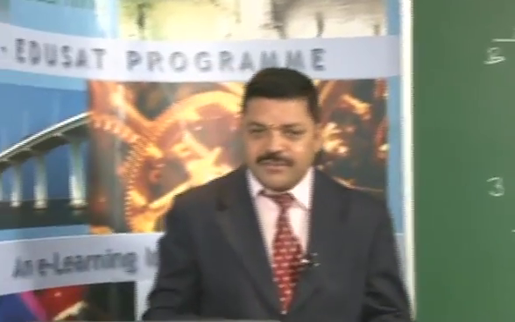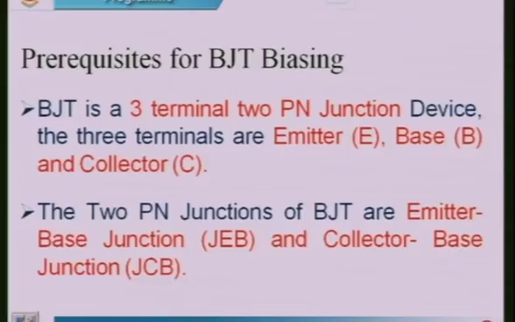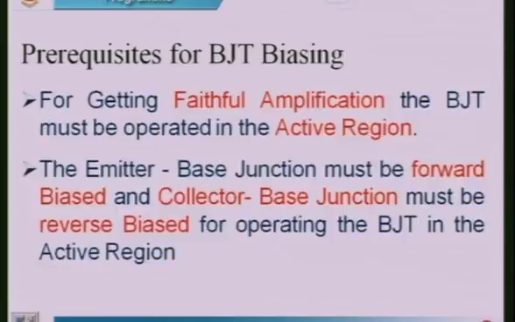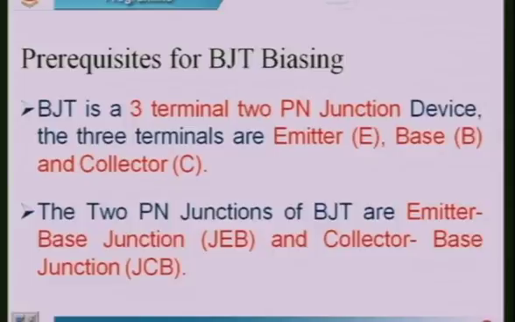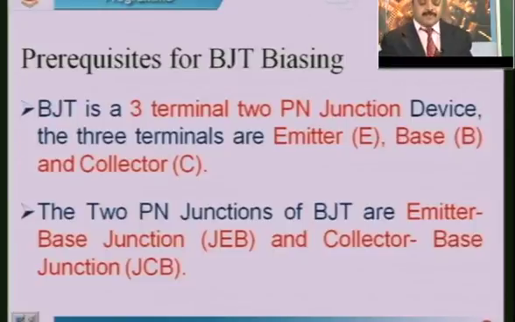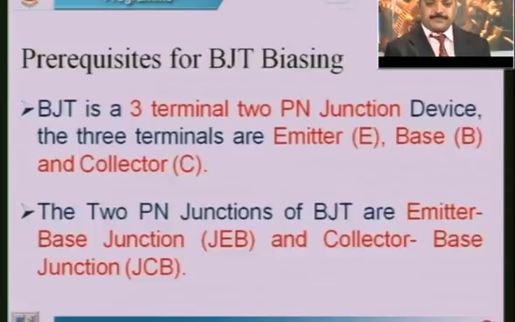So, coming to these PPTs, let us consider: BJT is a 3-terminal, 2 PN junction semiconducting device, as I already discussed. The 3 terminals of the BJT are emitter, base and collector. The 2 PN junctions are the emitter base junction and the collector base junction.